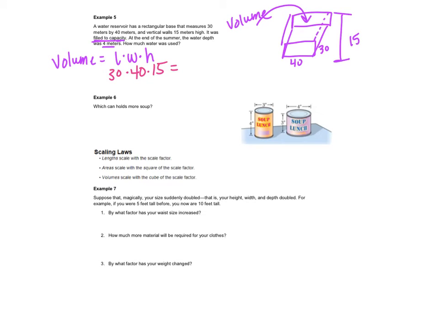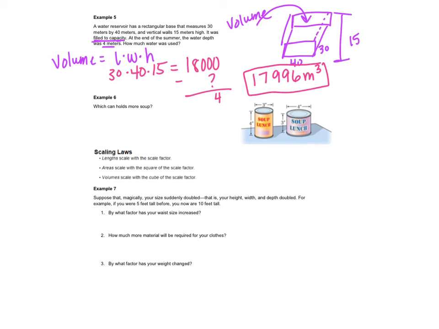Okay, so my volume filled to capacity is 18,000. Okay, at the end of the summer, the water depth was 4 meters. So I only have 4 remaining. So I subtract some amount and I equal 4. So what that means, how much water was used, would be 17,996, right? Because if I were to add 4 to that, then I would be at that maximum capacity. And this is volume, so it's going to be meters cubed.